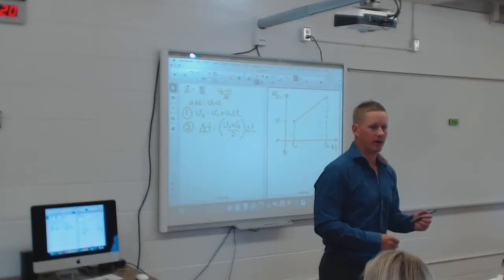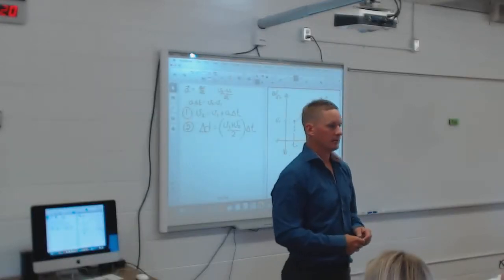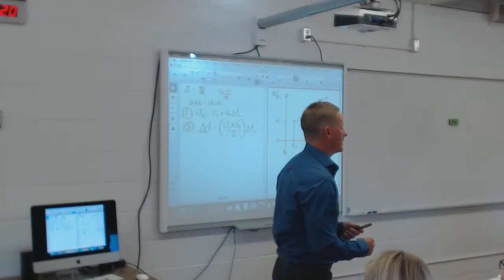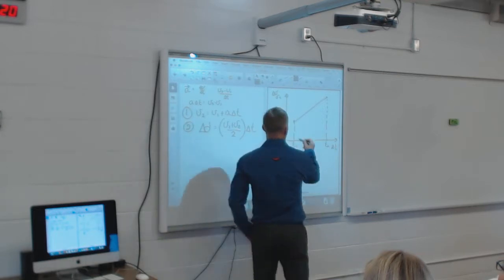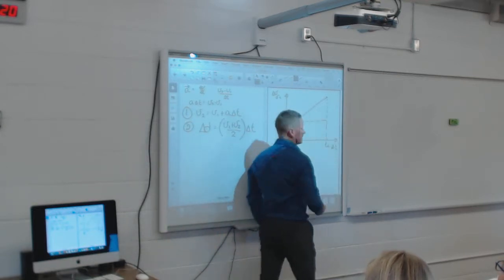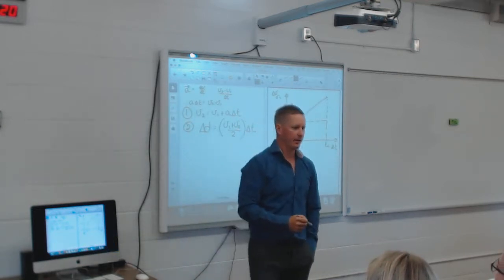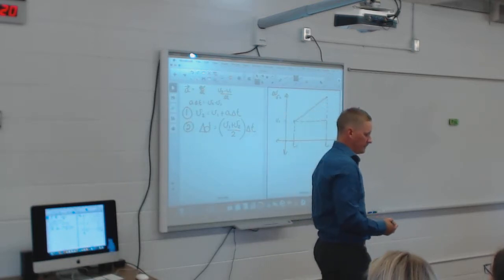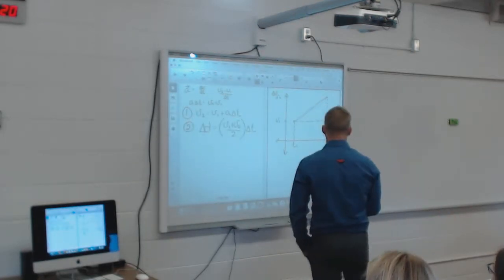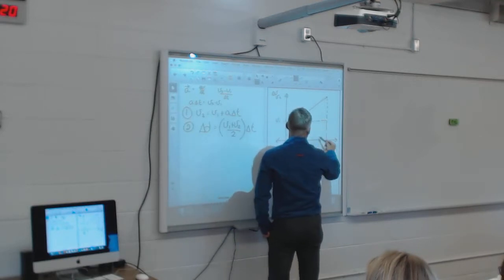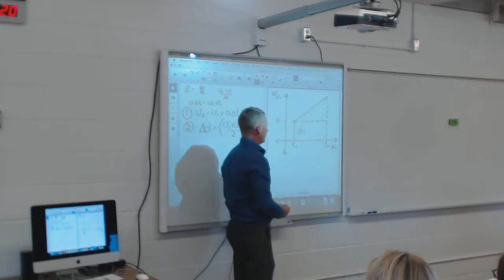Base 1 plus base 2 divided by 2 times the height. Right? It's the area of the trapezoid. But we're not going to. We're going to make this into a rectangle and a triangle. Okay? Which is what we just said. All right? So, this guy right here, this displacement is found by doing what?